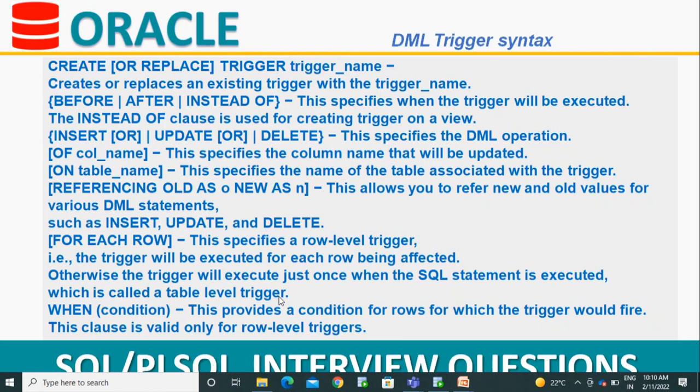అర్థమవుతుందా? So difference between the row level and the statement level. Okay, so which is called a table level trigger. Okay, when condition, this provides a condition for rows for which trigger would fire. So this clause is valid for only row level trigger.